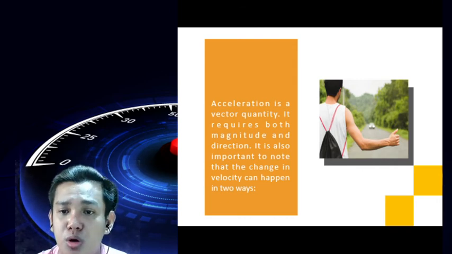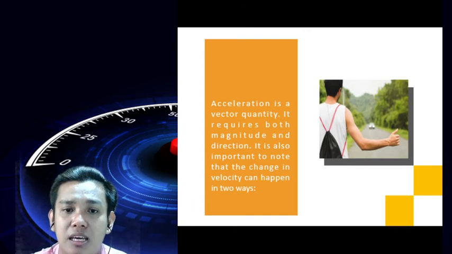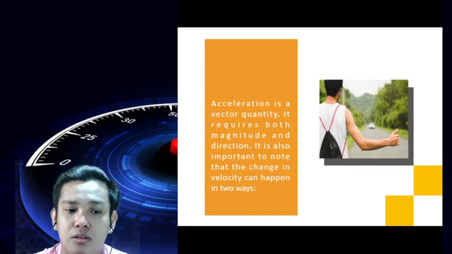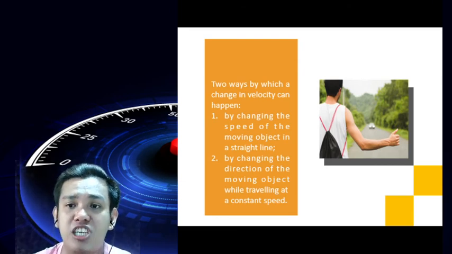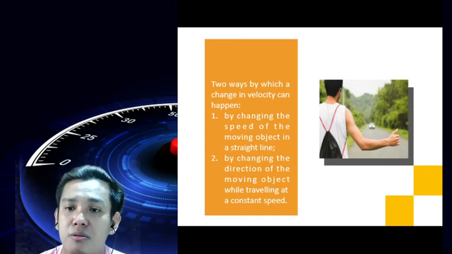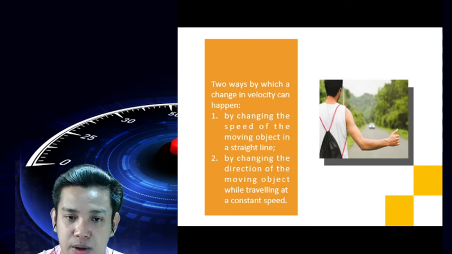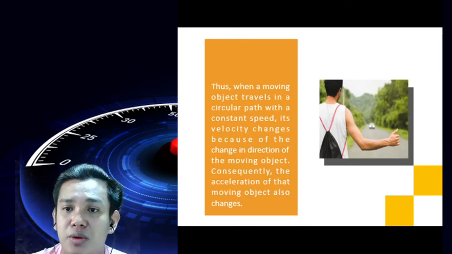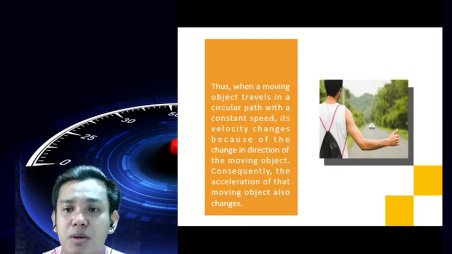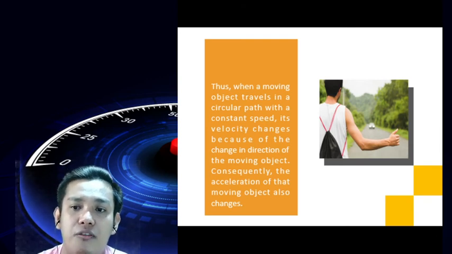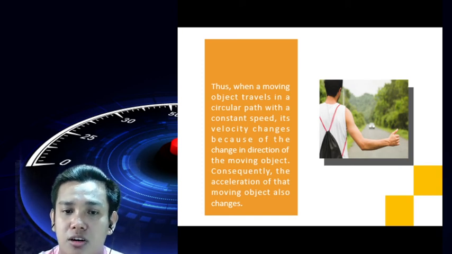It is also important to note that the change in velocity can happen in two ways. So what are the two ways? Two ways by which a change in velocity can happen: by changing the speed of the moving object in a straight line, or by changing the direction of the moving object while traveling at a constant speed. Thus, when an object moves in a circular path with a constant speed, its velocity changes because of the change in direction of the moving object. Consequently, the acceleration of that moving object also changes.